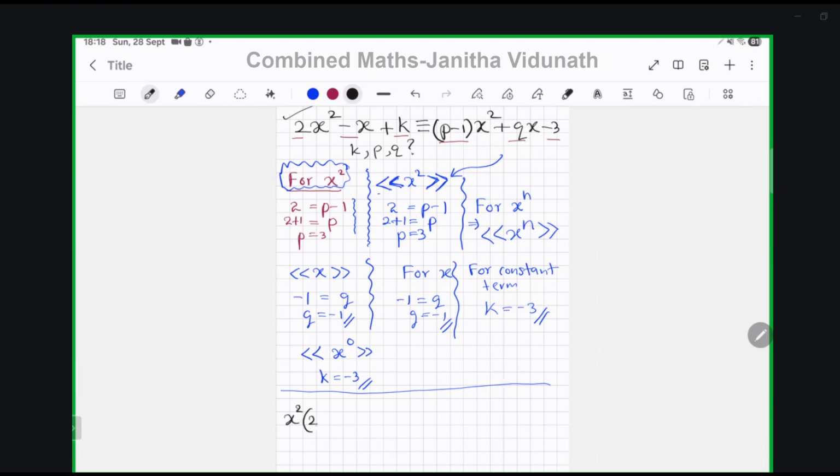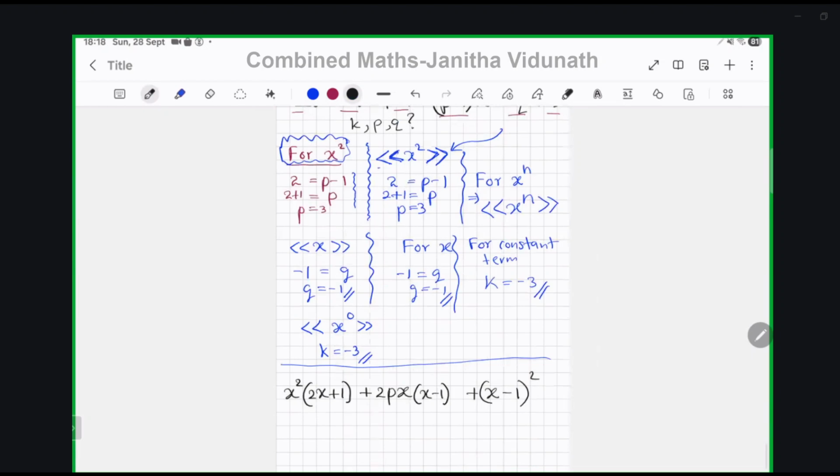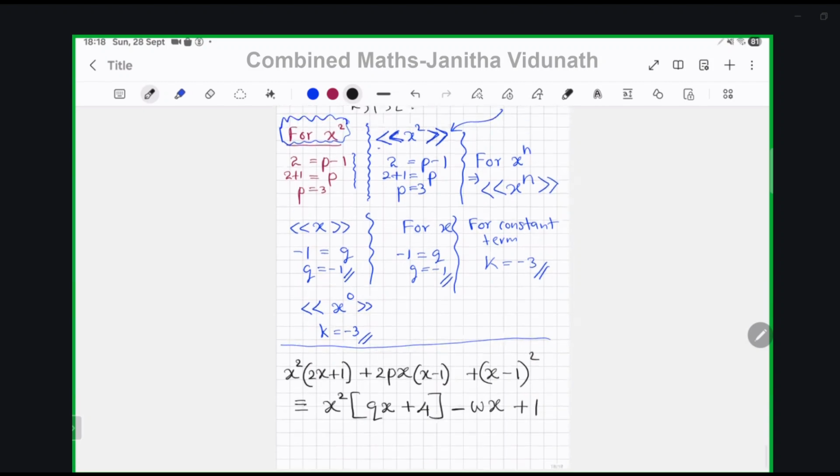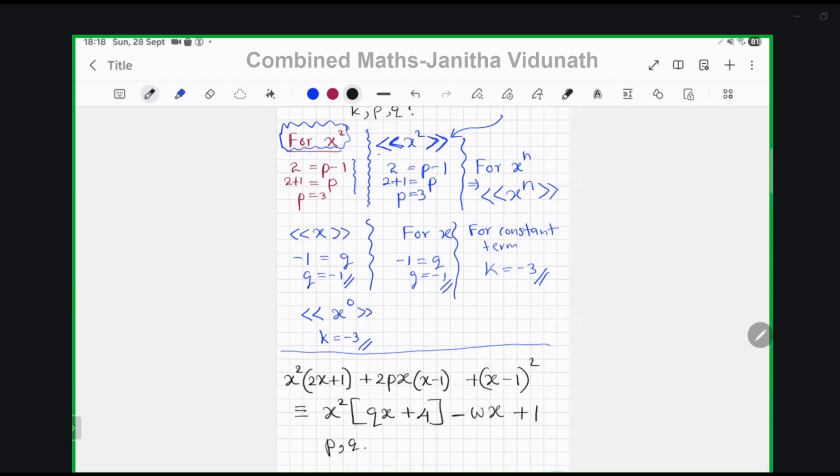x square times 2x plus 1, plus 2px times x minus 1, plus x minus 1 whole square, is identical to, on the right hand side we have x square times qx plus 4, minus wx plus 1. Find the values of p, q, and w.